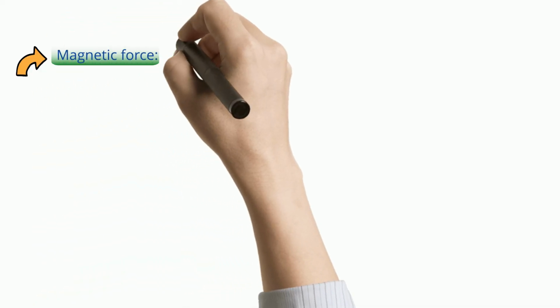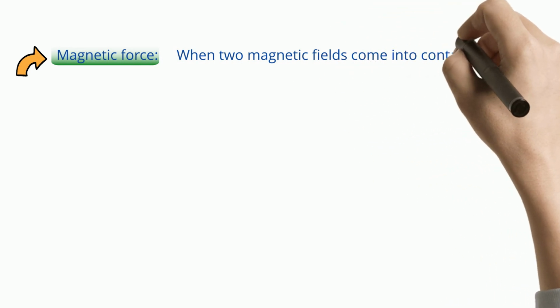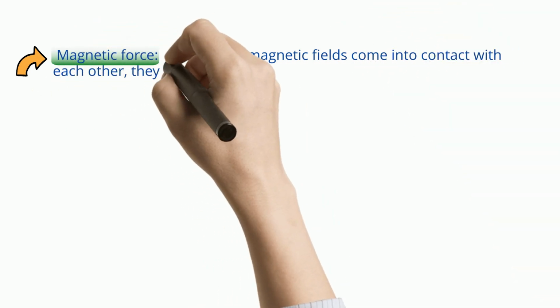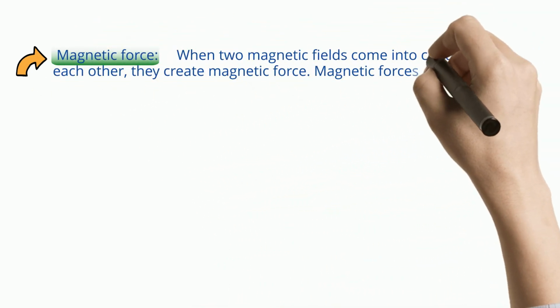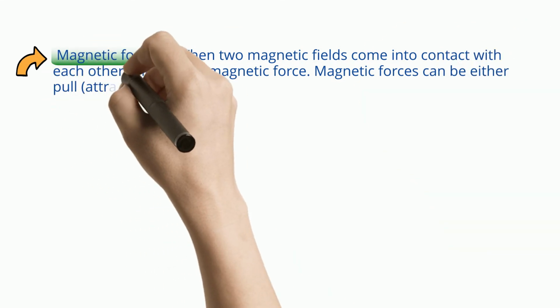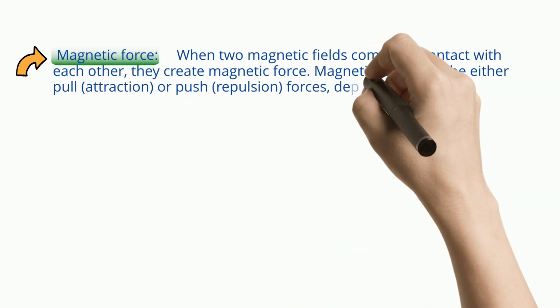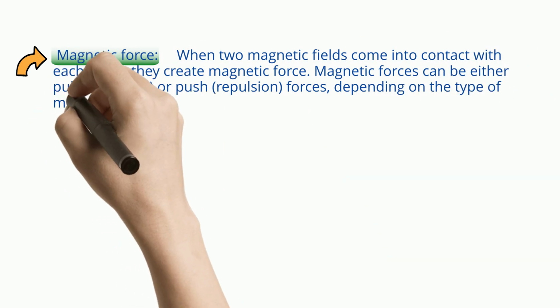Magnetic force. When two magnetic fields come into contact with each other, they create magnetic force. Magnetic forces can be either pull, attraction, or push, repulsion, forces, depending on the type of moving charge on a metal object.